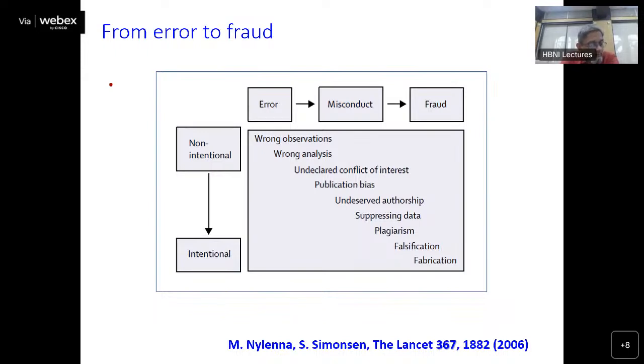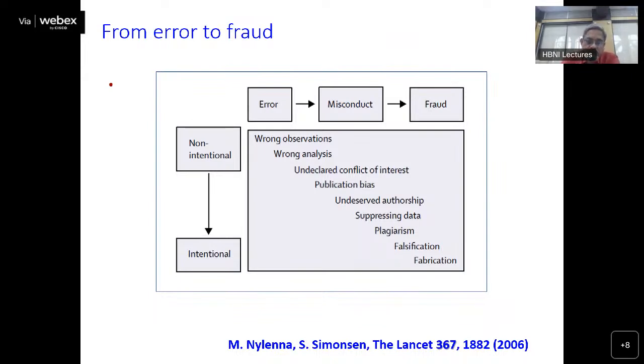Okay. Then there's also a tendency to produce many, many redundant or trivial or incoherent works. So I think there was some talk about what is duplicate publication and redundant publications, etc. So this is also a kind of publication bias. Then we have undeserved authorship. See, these are all like undeclared conflict of interest, publication bias, and up to undeserved authorship. These are not considered as very serious misdemeanors. So they are all sort of misconducts, but not too serious. Okay. Then we have undeserved authorship.